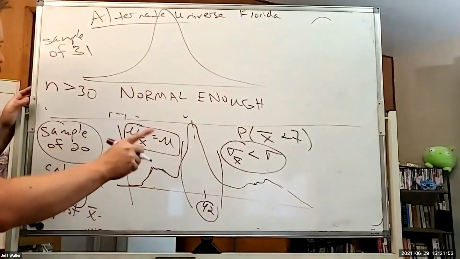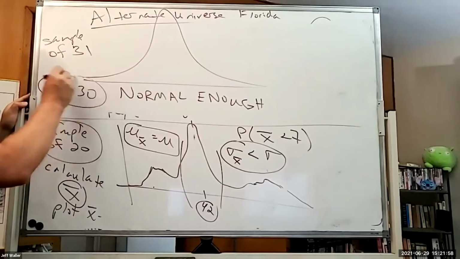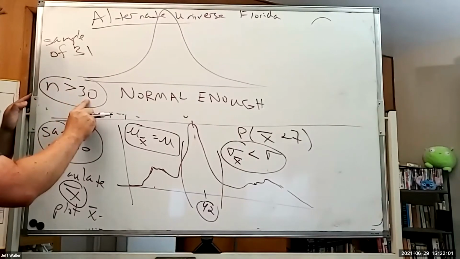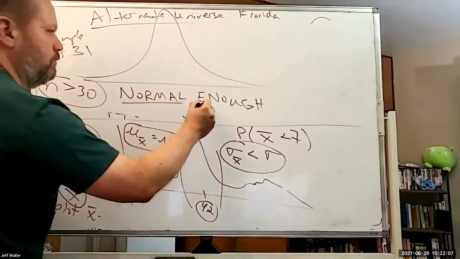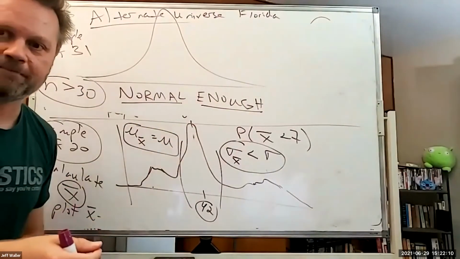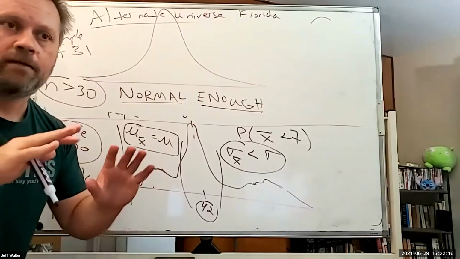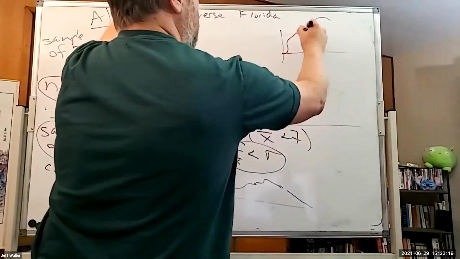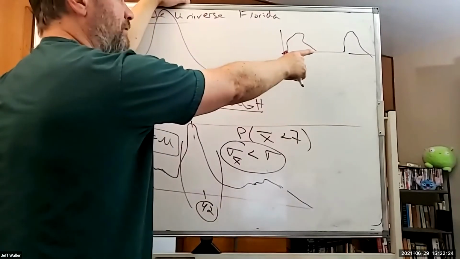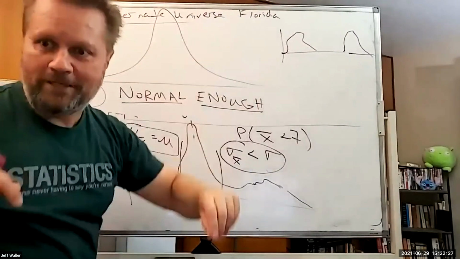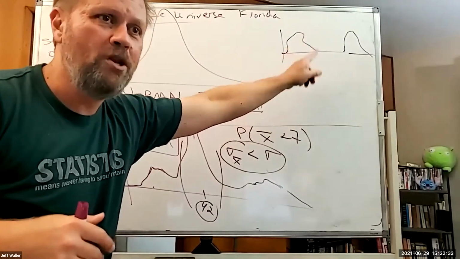So if I am taking a sample and my sample size is more than 30, and I'm asking a question about the sample mean, then it's normal enough. I'm allowed to use the Z-score chart. Let me make sure you really understand. Did the beginning picture look normal? Is that a normal curve? No. No, no, no.